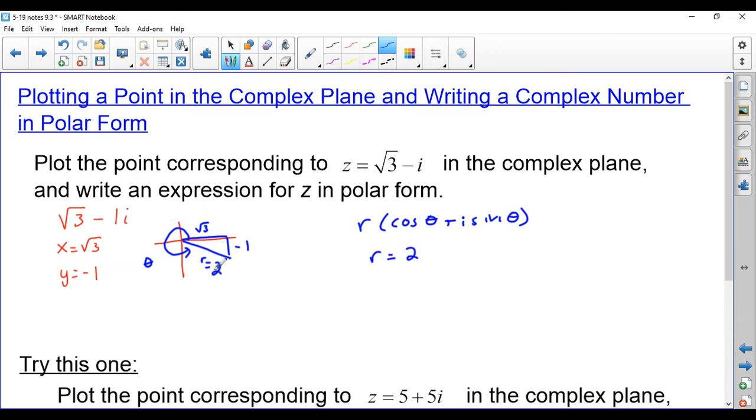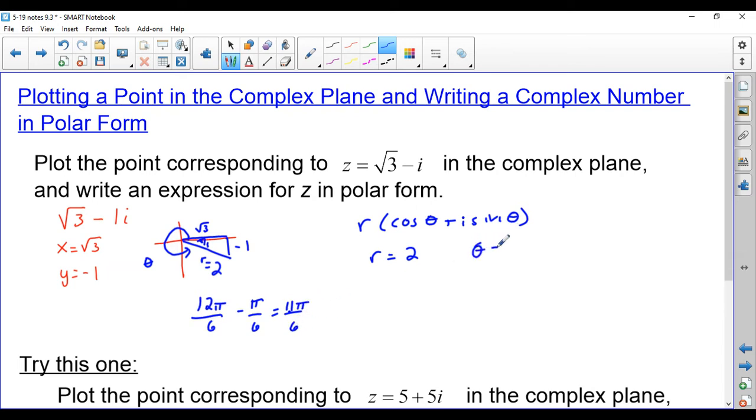You can also use the Pythagorean theorem to get that. And then I want to find theta, this angle all the way around. The angle in the triangle is 30 degrees or pi over 6 radians. So if this angle in here is pi over 6, I am 1 pi over 6 short of 2 pi. 2 pi is 12 pi over 6. Take away 1 pi over 6, and my angle is 11 pi over 6.